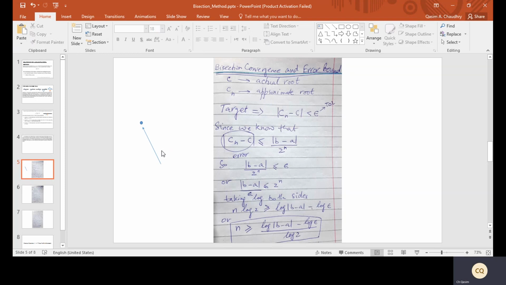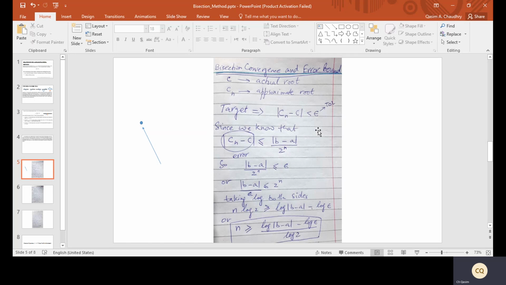So the question is, how much error can you afford, or can be tolerated. That is called the tolerance, or in this case we have used epsilon. Epsilon is basically a very small quantity in mathematics, you know that. So students, if for example one is your actual root, you don't know about this value. The second one is the approximated root. And now the question is, you want to go as close to that actual root as you can.